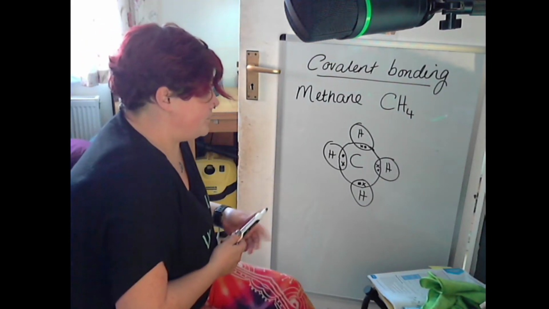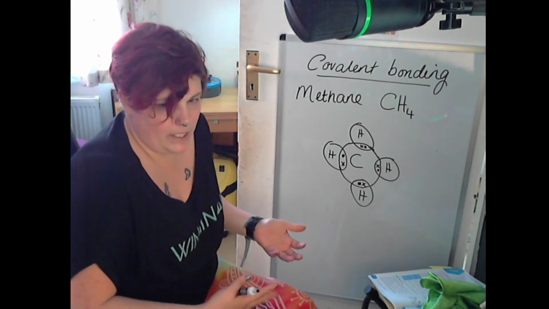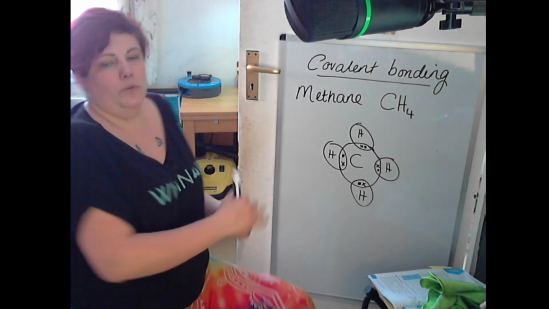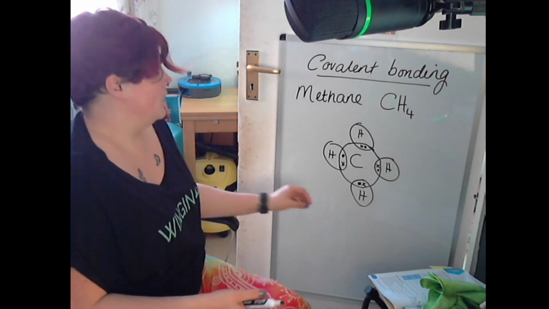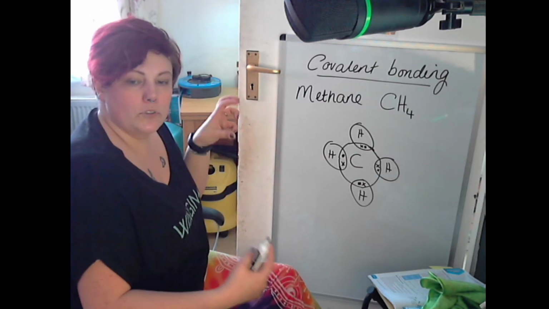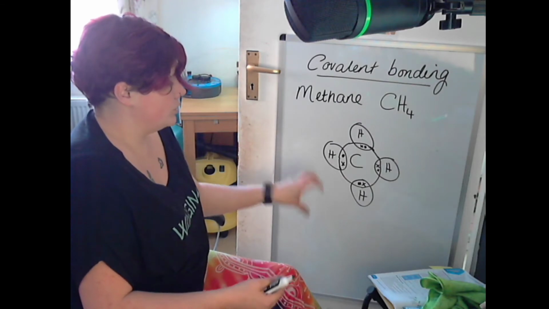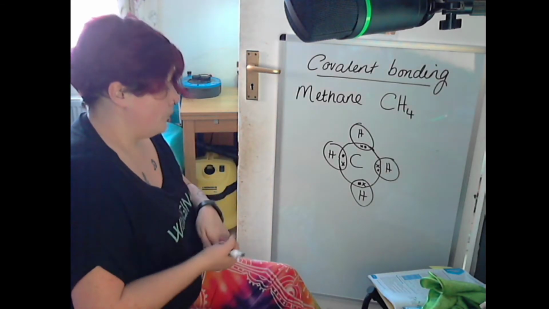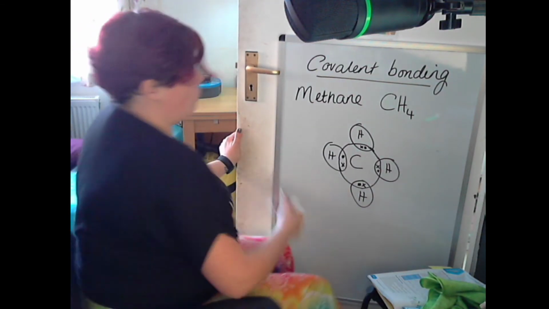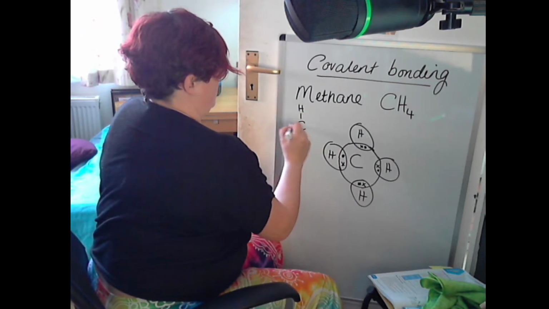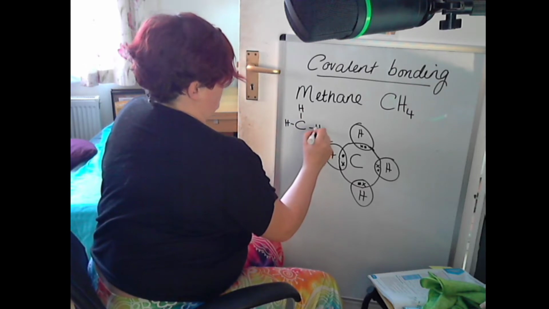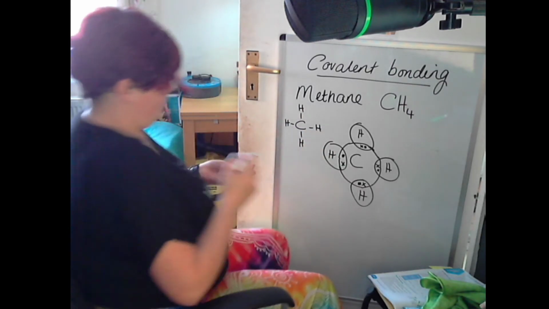Now, again, it does make it incredibly strong. The intermolecular forces between methane molecules are quite weak, but the covalent bonds within it that hold the hydrogen to the carbon are incredibly strong. So this one drawn out would be carbon and hydrogen, like that.